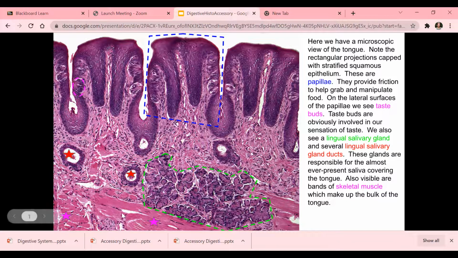And beneath them, you can see skeletal muscles in different orientations. And this connective tissue, which is located between the epithelium and the muscle, is the connective tissue of the lamina propria. Here we have areolar to dense irregular connective tissue.